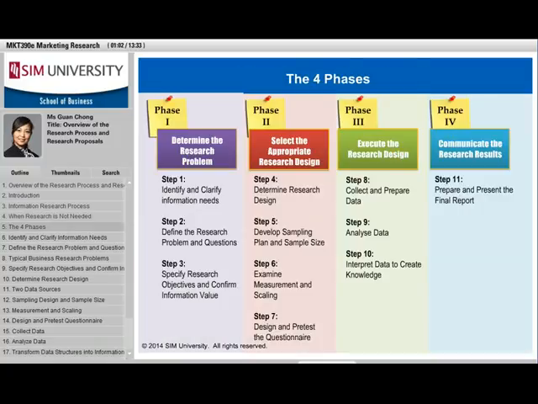The four phases of the information research process include: Phase 1. Determining the research problem. Phase 2. Select the appropriate research design. Phase 3. Execute the research design, and Phase 4. Communicate the research results. There are a total of 11 steps that fall under these four phases.